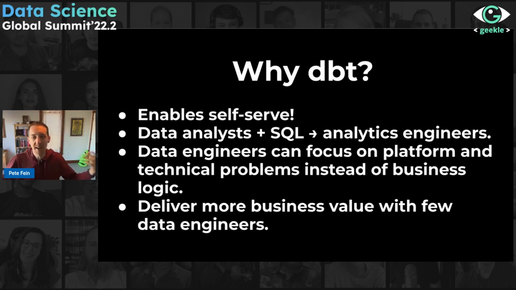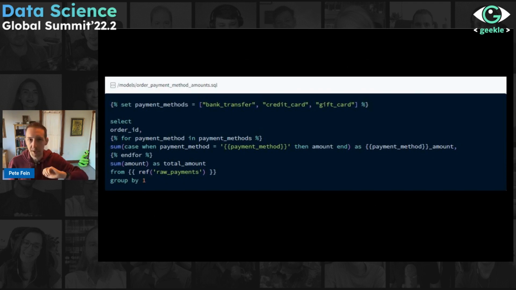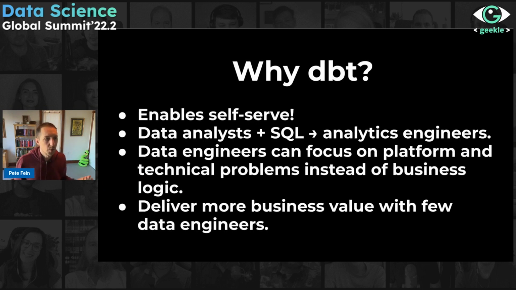And they become analytics engineers, able to write and deploy new models themselves, whereas 5 years ago, you used to have to go back to your IT department or your software development department and be like, hey, write me a new Spark job, right? You can just have somebody write this, once it's all set up. That lets data engineers focus on platform and technical problems instead of the business logic, and you can deliver more business value with fewer data engineers.